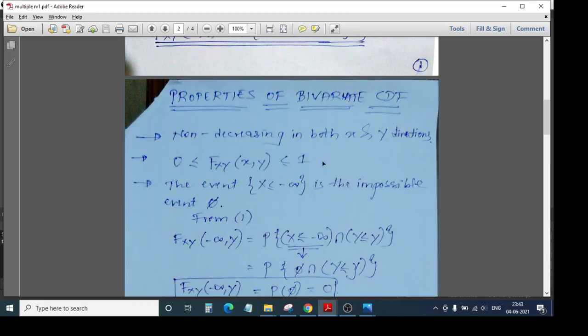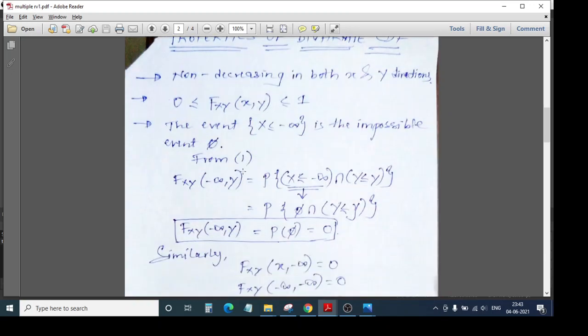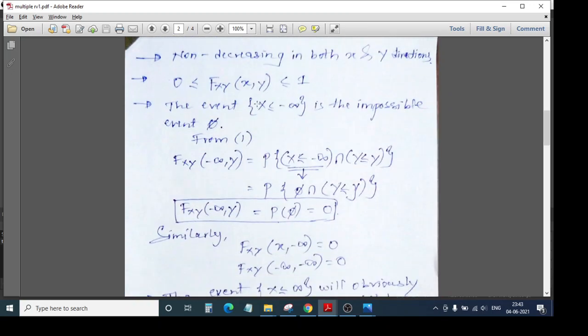This CDF will be in between 0 and 1. Now let us see what will happen if the event is minus infinity, that is somewhere at the end, after 0. If the event is minus infinity, we call it an impossible event, that is, it will never occur. The meaning of an impossible event is that we will never reach minus infinity. Such a value is not possible.